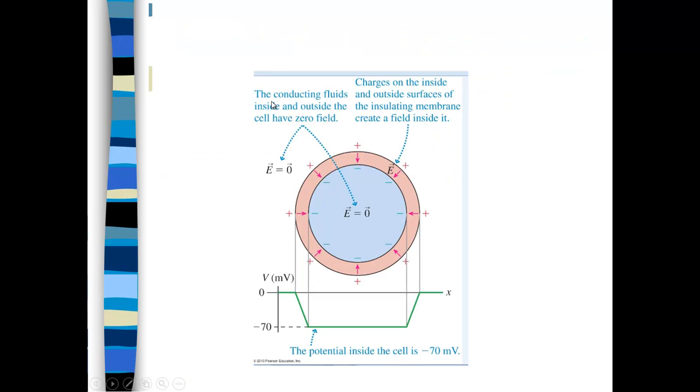Okay, so inside the cell and outside the cell there is zero field, but on the surface there is a net charge because of this flow. Okay, so you have a net electrical potential.